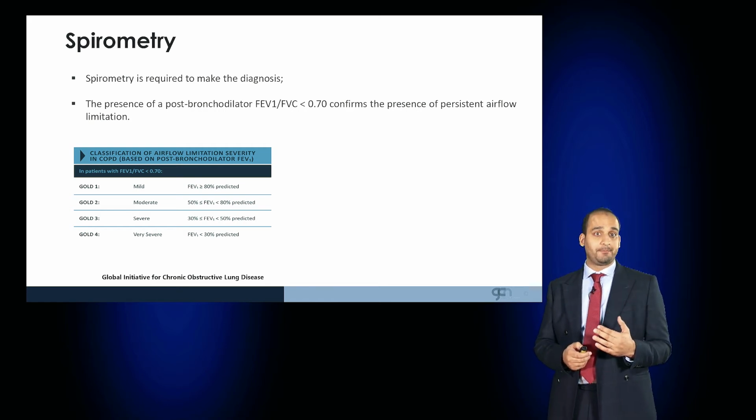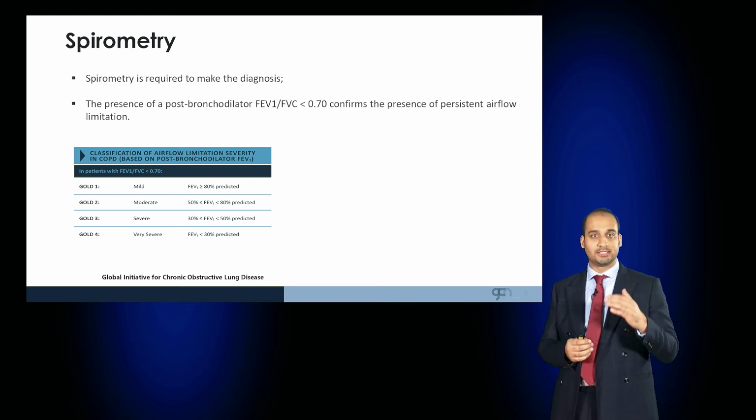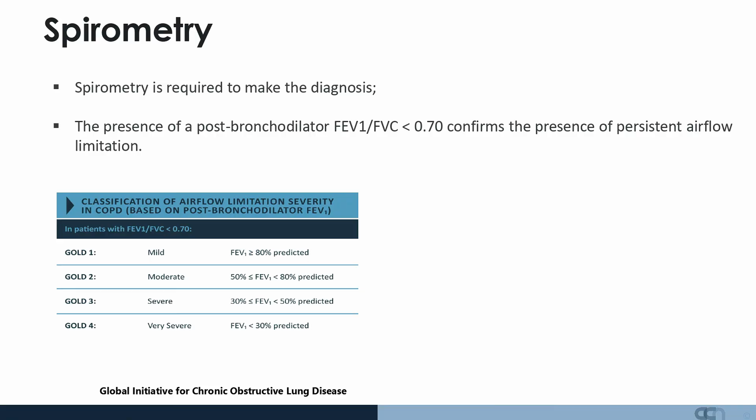GOLD guidelines, or the Global Initiative for Chronic Obstructive Lung Disease guidelines, categorize patients based on their spirometry as GOLD 1, 2, 3, or 4, in mild, moderate, severe, or very severe airflow restriction based on their FEV1. If the FEV1 is over 80%, they're GOLD 1. If the FEV1 is less than 30% predicted, they're put into category 4.